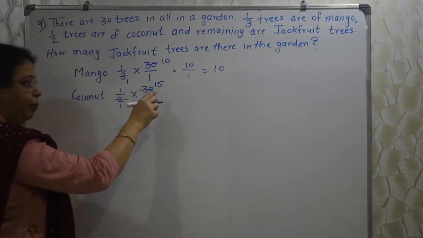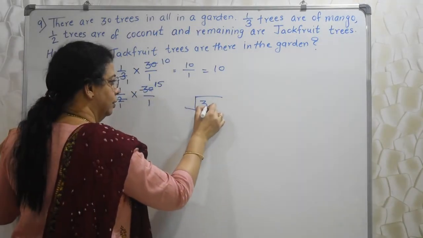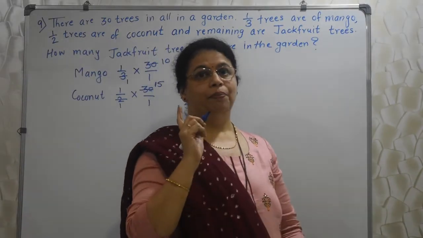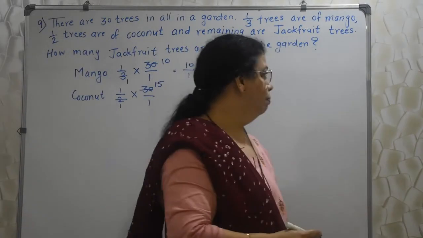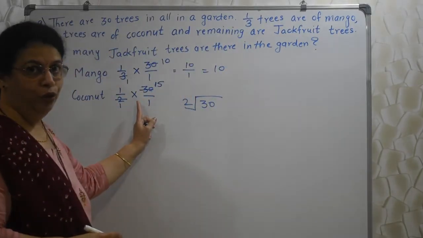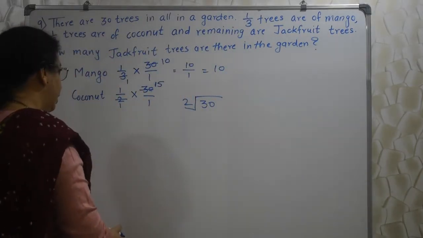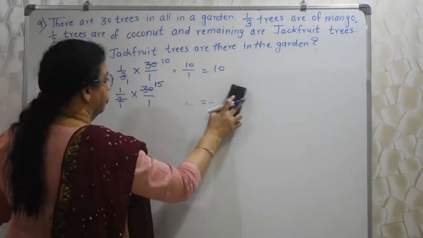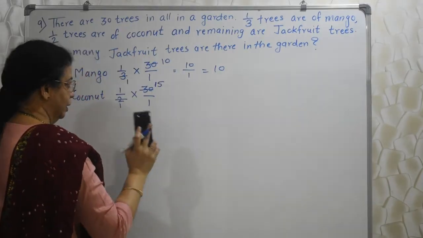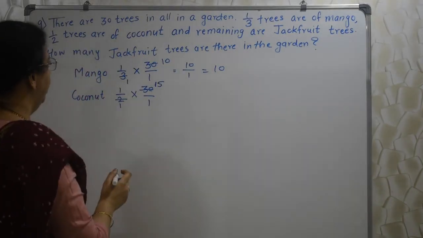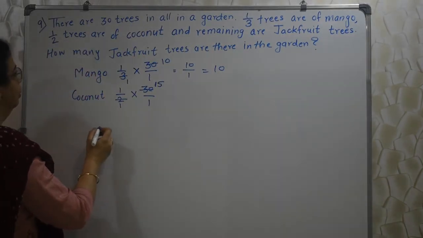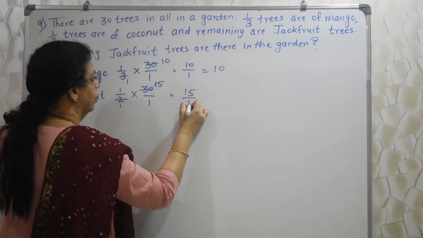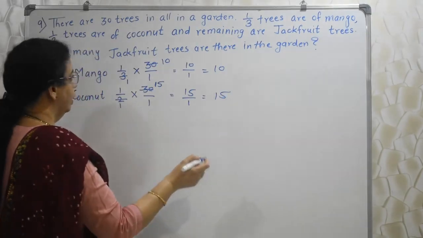So 2 fives are 10. See, if you are not comfortable doing this, you can do it like this, but that is going to take a little more time. So always practice division by this method at home. It is really going to help you arrive at the answer in the least possible time. There is nothing wrong in dividing like this, but saving time is the main intention. Okay. Now how many? 15/1, that is 15. So coconut trees are 15.